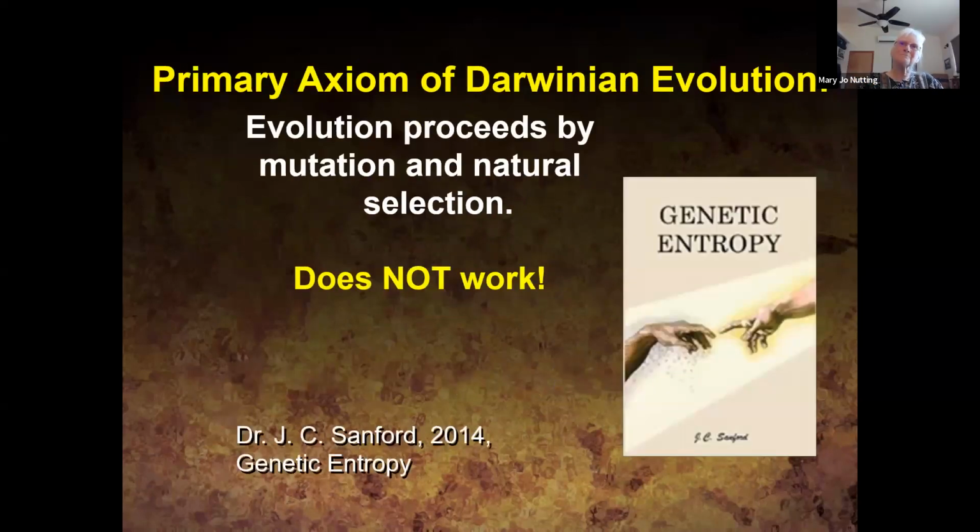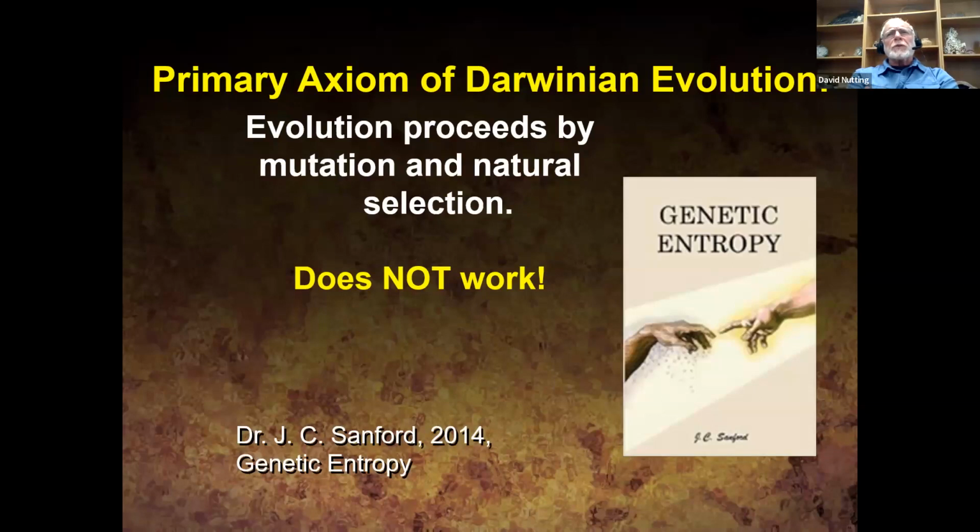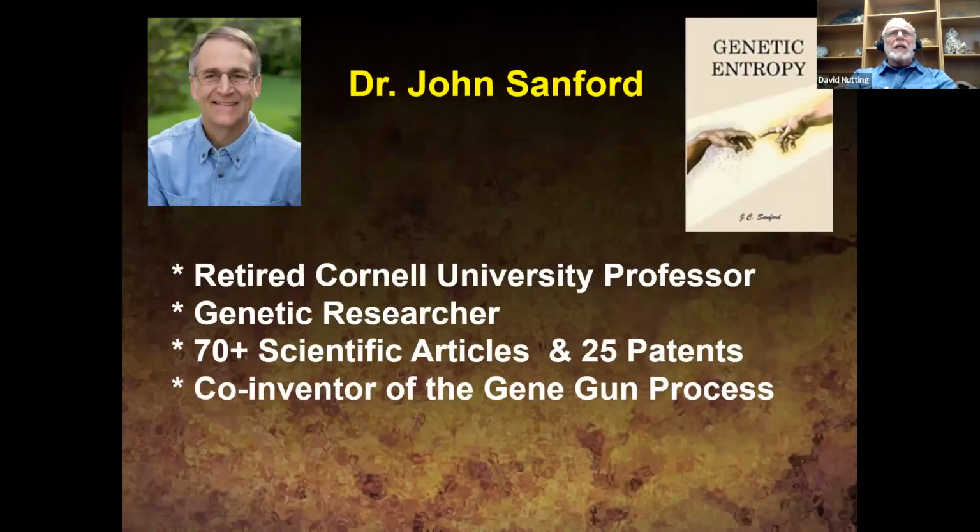And that's exactly what Dr. John Sanford was saying in his book called Genetic Entropy. Entropy is a measurement basically of a downhill effect, of the disorder of a system. And so he called mutation and natural selection the primary axiom of Darwinian evolution. If that's how evolution works, he says, it doesn't work. That's based on his research over many, many years.